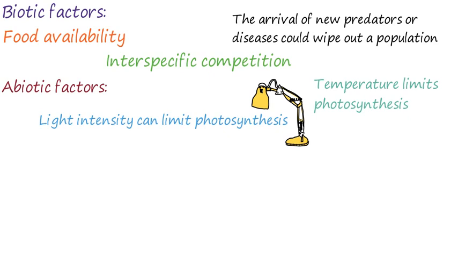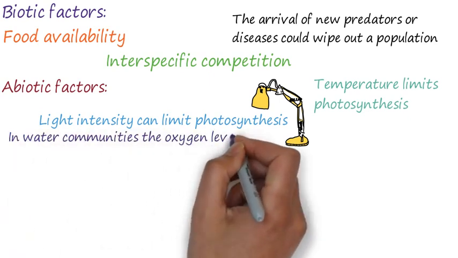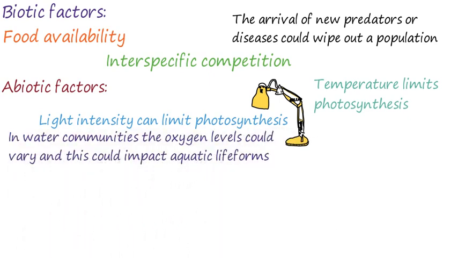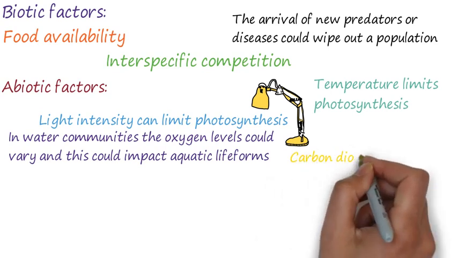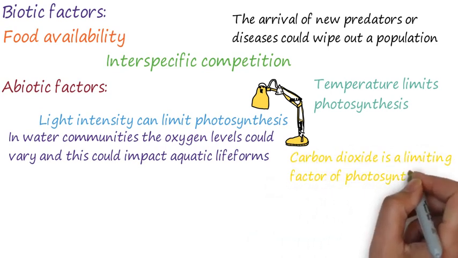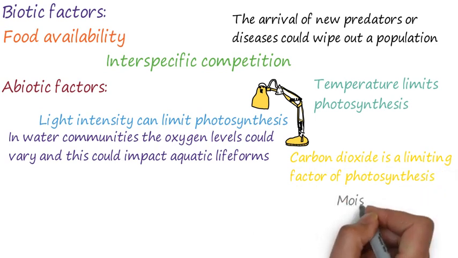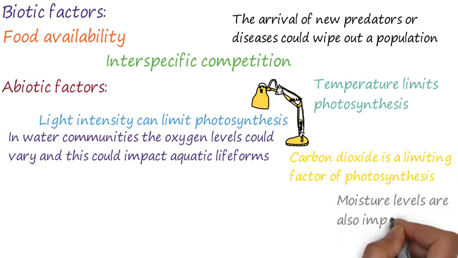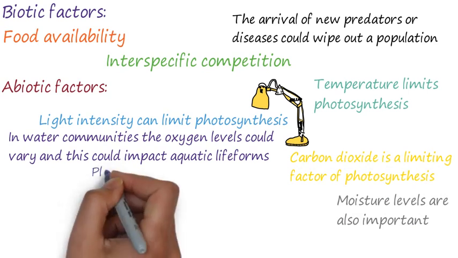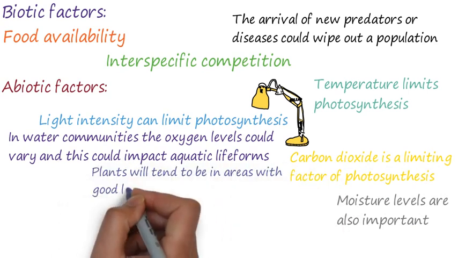Temperature, again, limits photosynthesis, and if temperature is too cold, plants won't grow very big. This means the amount of herbivores in an area would reduce. In water communities, the oxygen levels could vary, and this could impact them hugely if they drop too low. Carbon dioxide is a limiting factor of photosynthesis. Moisture levels are also important, as communities won't tend to thrive if there is little water in the air.